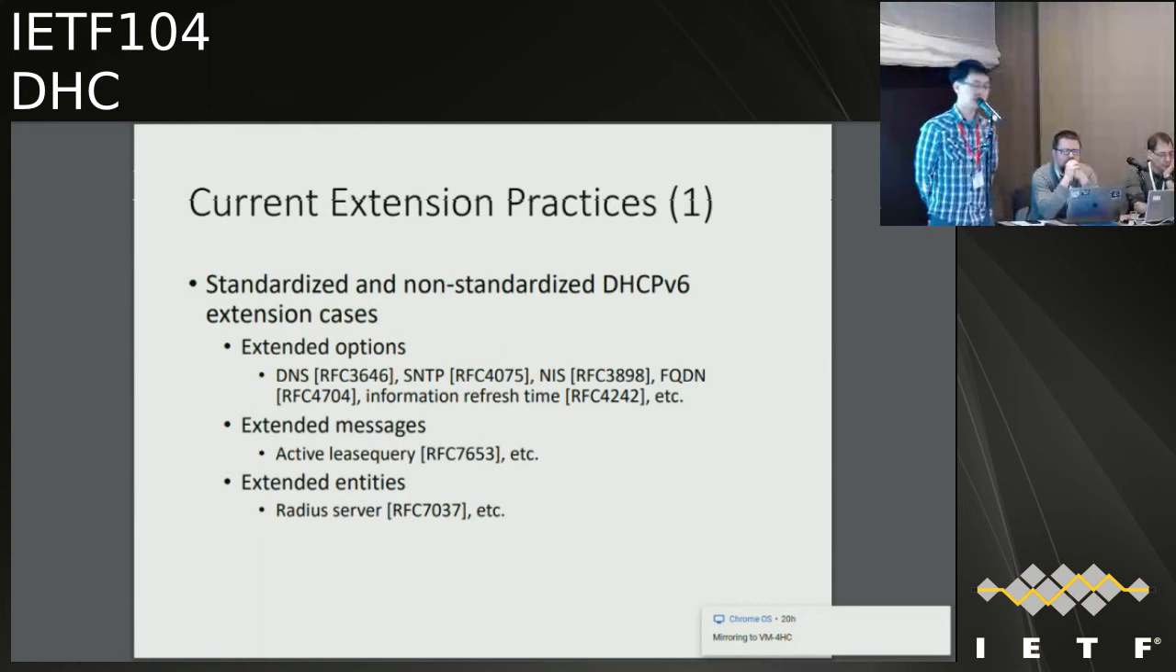Currently, we have three extension cases. The first one is to extend options. This is the most common practice. The second one is to extend messages. For example, Active Leasequery provides query messages to allow administrators to extend the DHCP server. And the third one is to extend entities. For example, a RADIUS server is introduced into DHCP to conduct authentication.